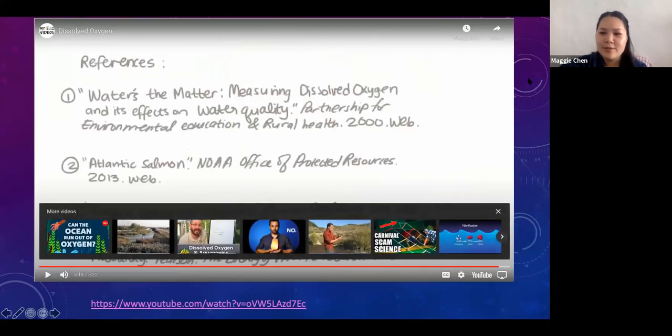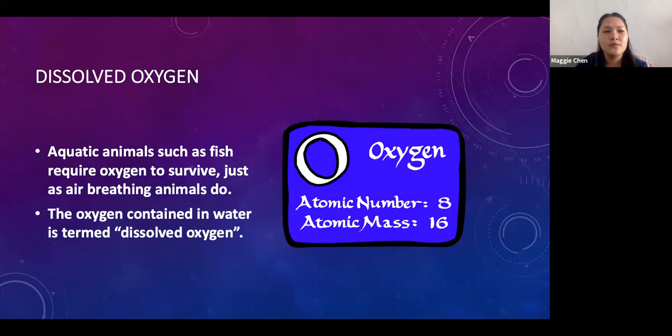So that was a brief intro on a couple of topics that we're going to later cover. So along with dissolved oxygen, what does it mean as temperature changes? What does it mean as nutrients are introduced into our water bodies? But first, if we wanted to go over a little bit more about dissolved oxygen, we have aquatic animals, as I went over in the video, such as fish, require oxygen to survive, just as air-breathing animals do.